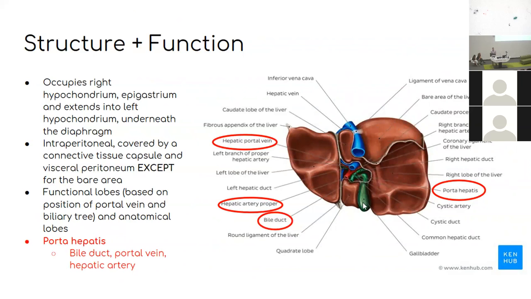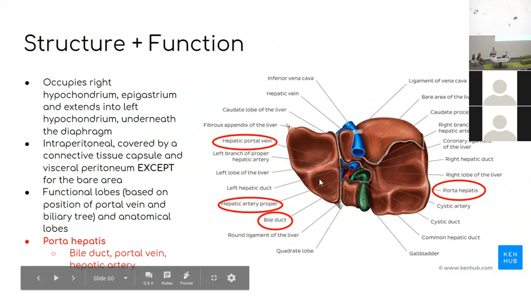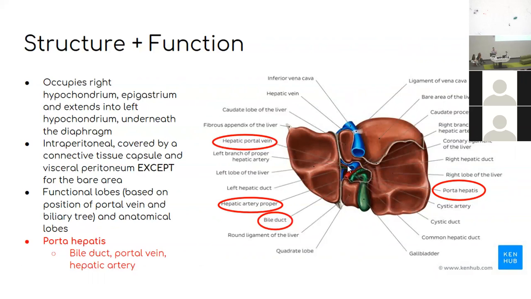So you can split the liver up into functional lobes and anatomical lobes. I'll go through those in a sec. And I guess the main thing to know, which is always a question, is the porta hepatis. As Lucy mentioned before, at the posterior part of the liver, you can see these three here. So you've got the hepatic portal vein, hepatic artery and bile duct all running together. So don't forget that.